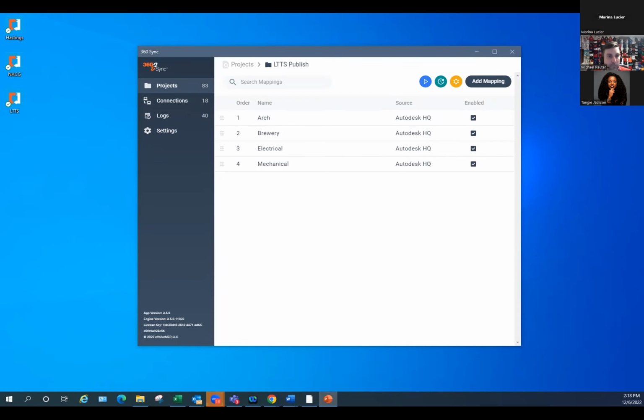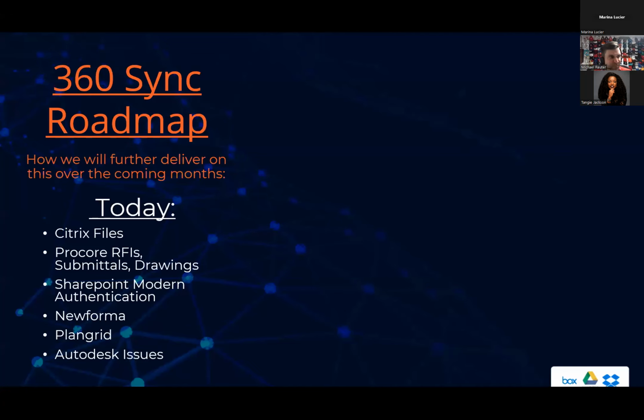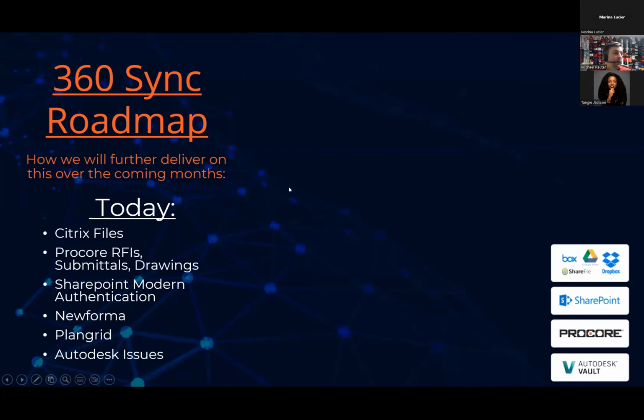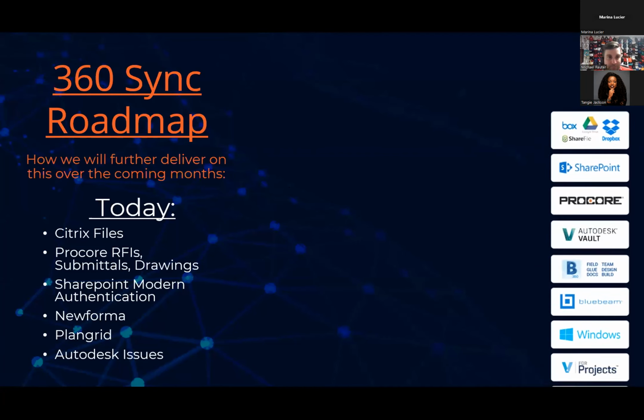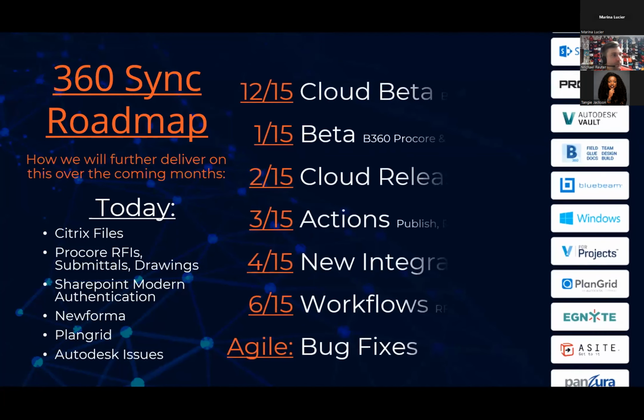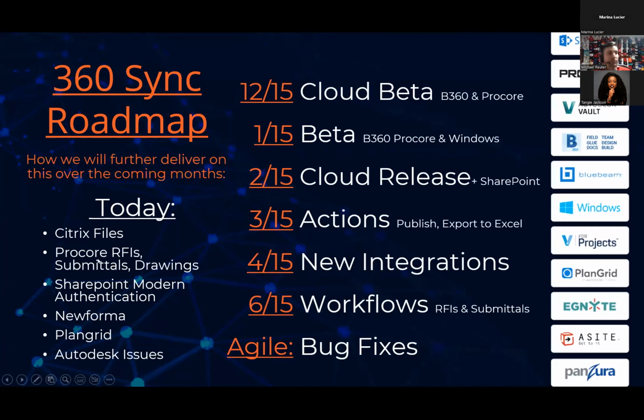I think I'll come over and we'll take a look at the roadmap here again. But basically, here's our development plan. We have Citrix files, Procore R5 submittals, and drawings. We've got SharePoint Modern Authentication. We've got new Forma Plan Grid, and then we can also export Autodesk issues. Okay, so all of those things are our major improvements that we built in 2022.